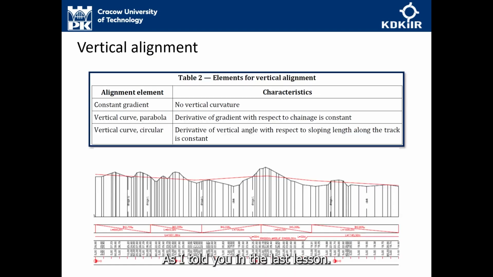As I told you in the last lessons, we have three groups of elements on which our railway lines are designed. The first of them was the horizontal alignment. Today we will talk about the second one, the vertical alignment, and in the next lessons we will discuss the third one, the cross section. Elements on the vertical plane, vertical alignment, consist of two key sections: the section with the constant gradient and the sections of curves. These sections of curves can be either made as a parabola or as sections of the circular curve.